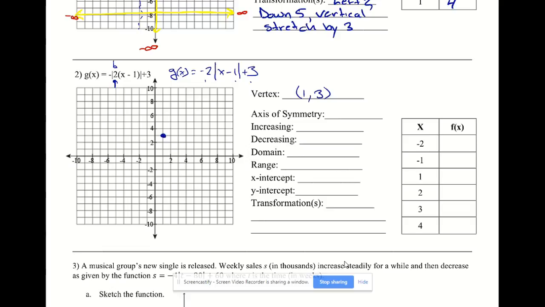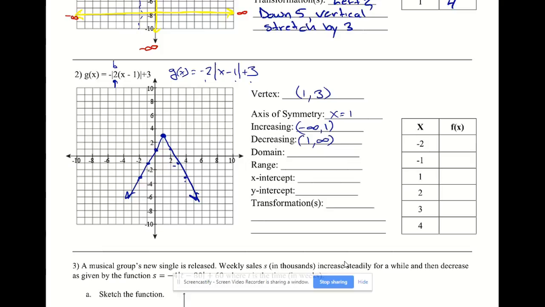Our slope is negative 2, so over 1 down 2, over 1 down 2, over 1 down 2. Use our axis of symmetry of x equals 1 to come back and mirror those points. Sketch our graph. Our increasing interval in this case is from negative infinity to 1. Our decreasing is from 1 to infinity.